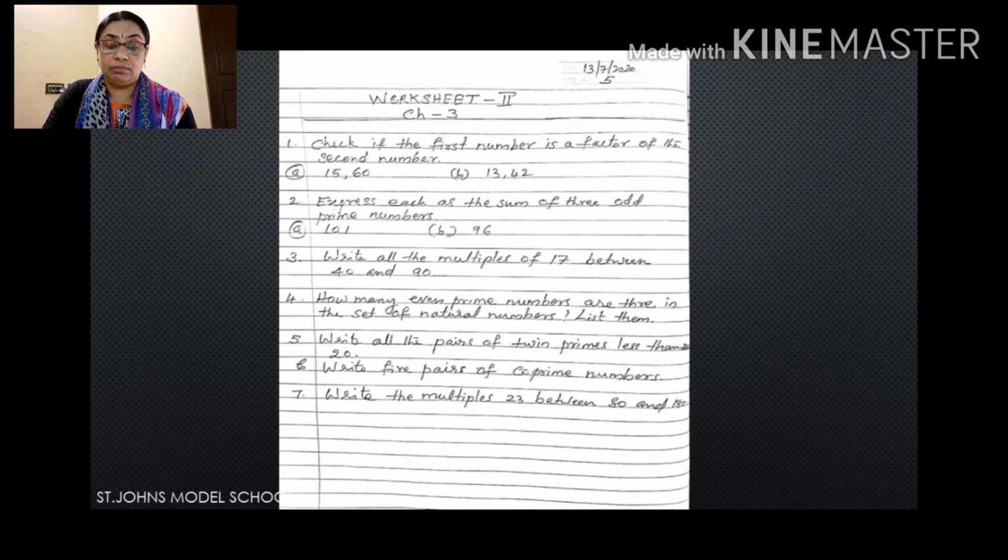Express each as the sum of 3 odd prime numbers, 101 and 96. Find out. You can see many answers, not only one answer. Okay, you can express in many ways.